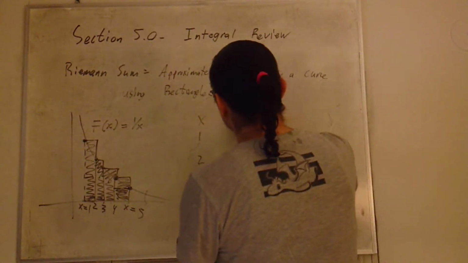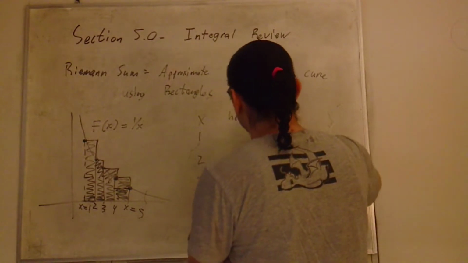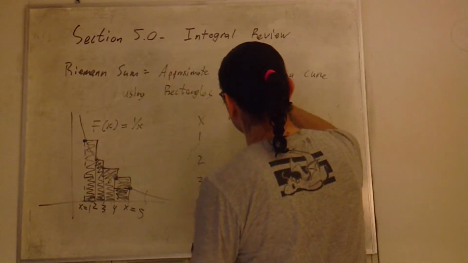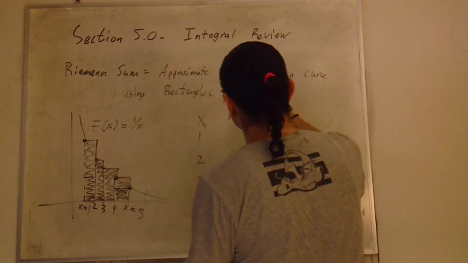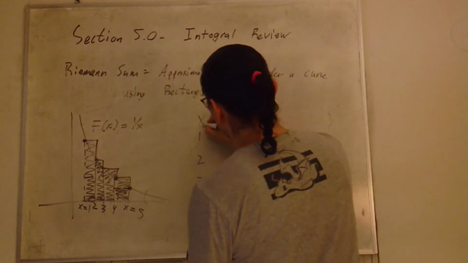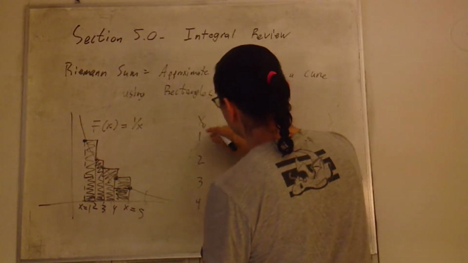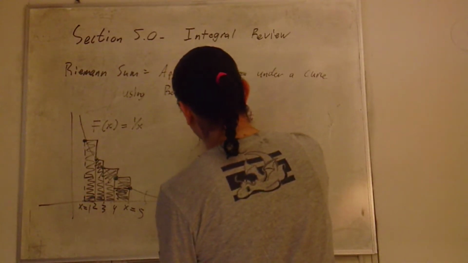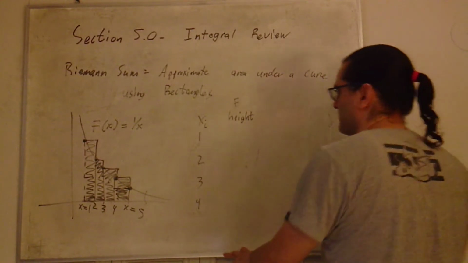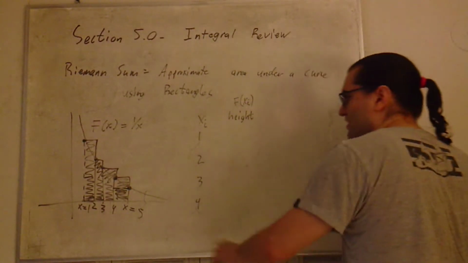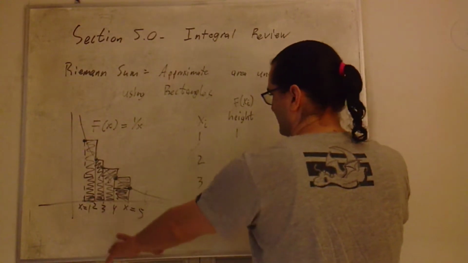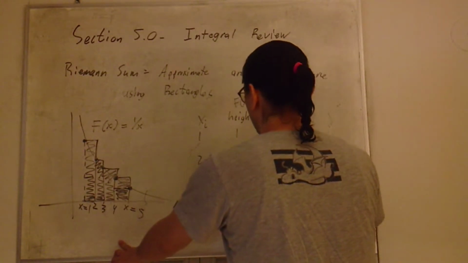The height of these rectangles is secretly just f of x. Or, to match the way the book does this, I'll call the grid points x sub i, and this is f of x sub i. So f of 1 should be 1, f of 2 should be 1/2, or 0.5.